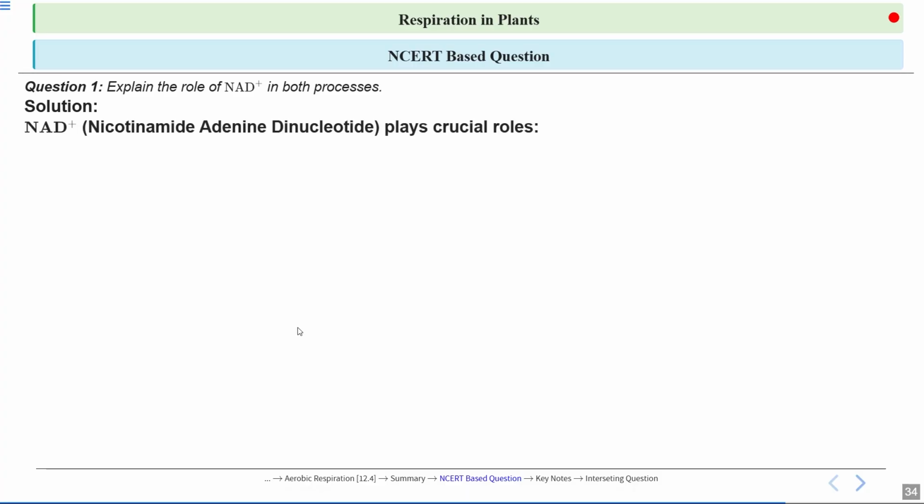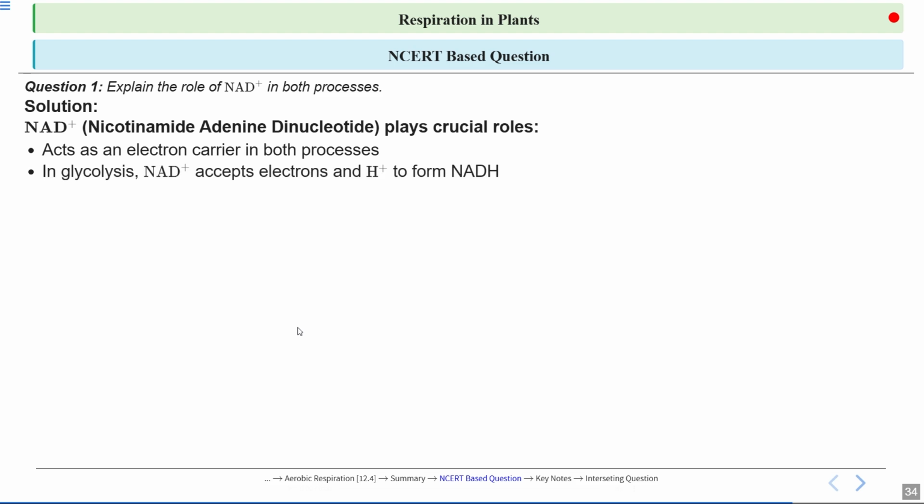So let's look at the solution. NAD+ or nicotinamide adenine dinucleotide is a crucial molecule in respiration. First, NAD+ acts as an electron carrier in both glycolysis and fermentation. In glycolysis, NAD+ accepts electrons and a hydrogen ion to form NADH.